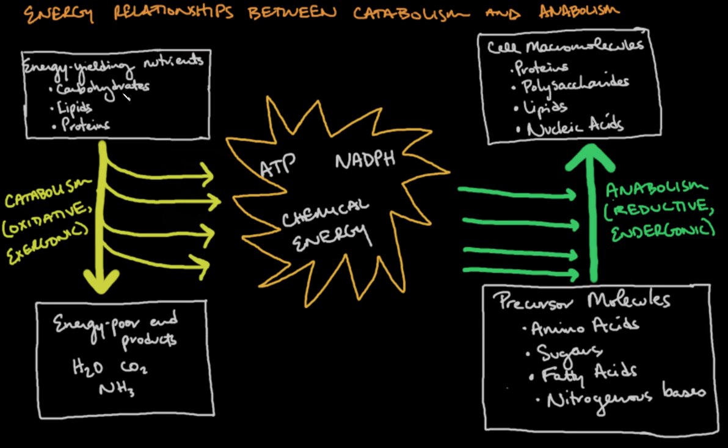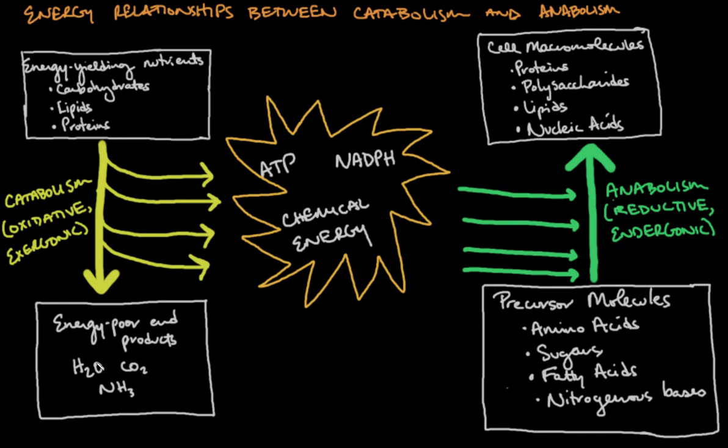So if we start in the upper left here, we've got energy yielding nutrients, or nutrients that will give off lots and lots of energy. And what you should see here are some familiar terms: carbohydrates, lipids, and proteins. We spent a lot of time talking about those last year. These carbs, lipids, and proteins are going to go through some catabolism, right? So they're going to get broken down. They're going to be hydrolyzed. They're going to get broken down into smaller components.